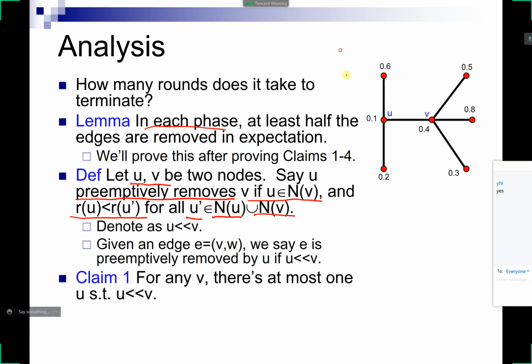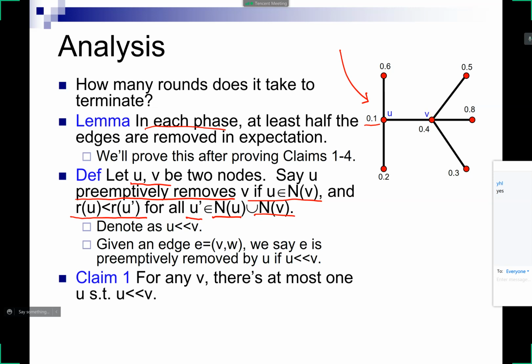So for example, in this picture over here, u's value is 0.1, and all of these other nodes have these other labeled values. In this case, you see that u's value is less than all of its neighbors' values. And in addition, u's value is less than all of v's neighbors' values. So in that case, we're going to say that u preemptively removes the node v.